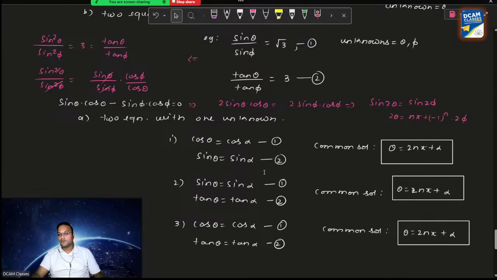Two equations with one unknown. Three solutions are there. Either you will have the case cos theta is equal to cos alpha, sin theta is equal to sin alpha, or sin theta is equal to sin alpha, tan theta is equal to tan alpha, or cos theta is equal to cos alpha, tan theta is equal to tan alpha. For all three, you just have to identify which type of case you have out of 1, 2, 3. Accordingly, you can write the answer like this.